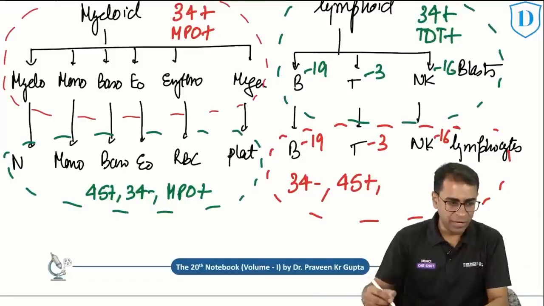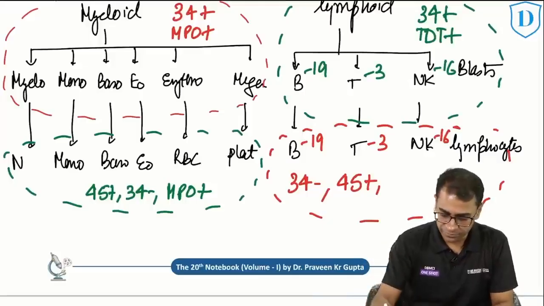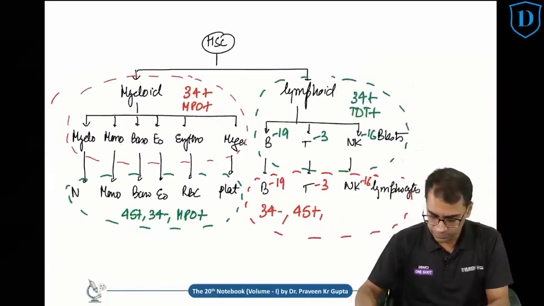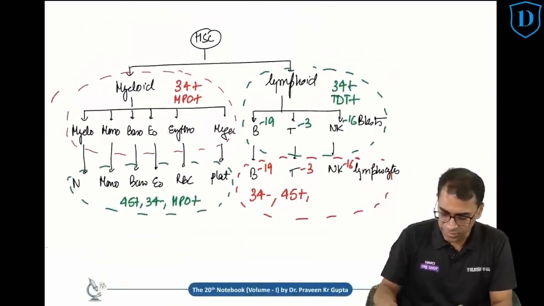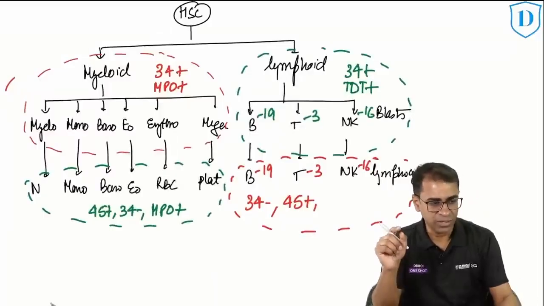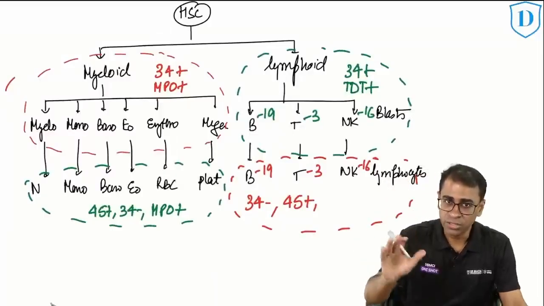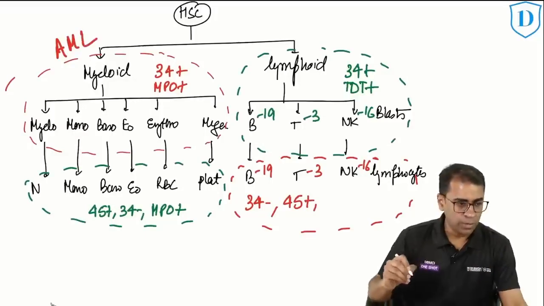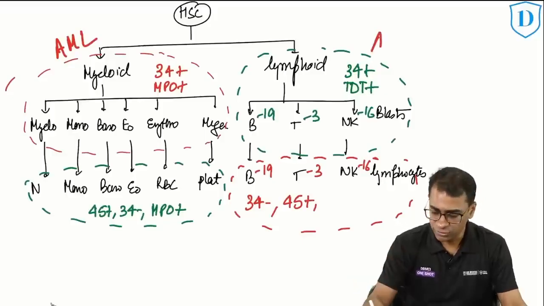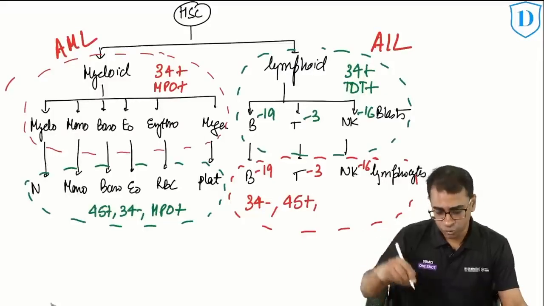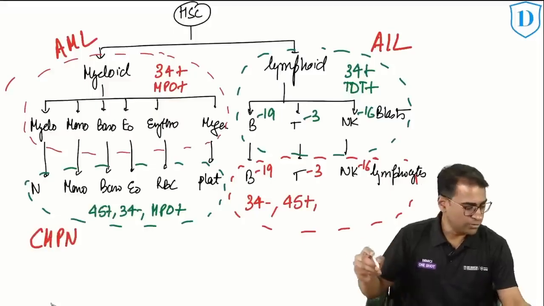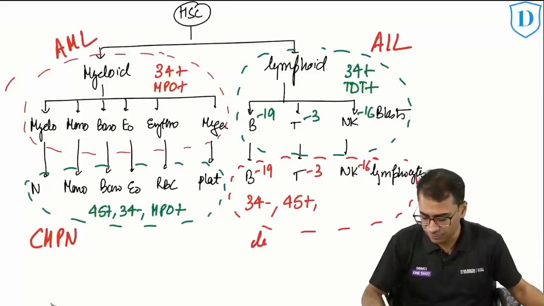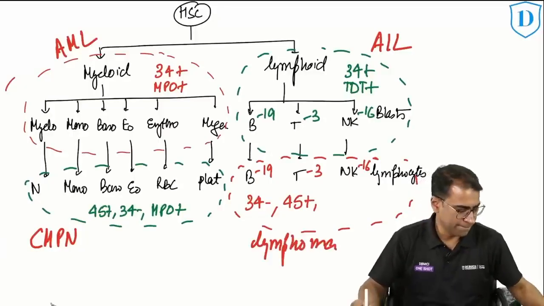Correct? Now, if you look at the whole story here, the point to understand is, whenever a tumor comes from the immature myeloid, understand, the tumor is called AML. When a tumor comes from the immature lymphoid, it is called ALL. The tumor that comes from the mature myeloid is called CMPN, and the tumor which comes from the mature lymphoid cell is called lymphoma.